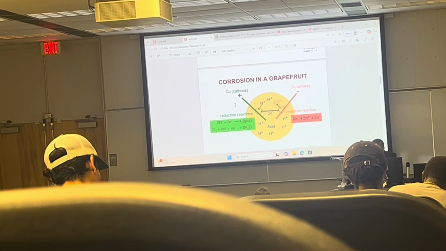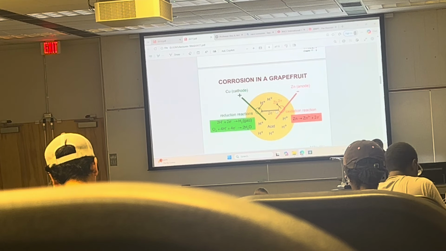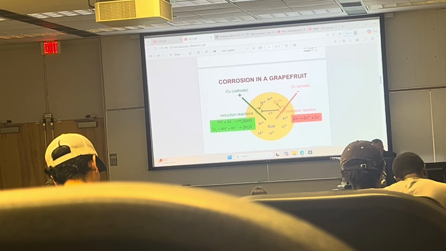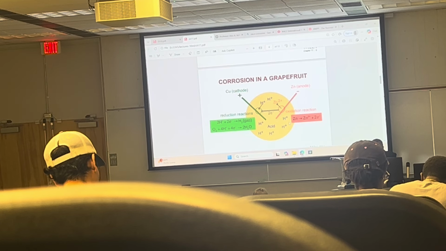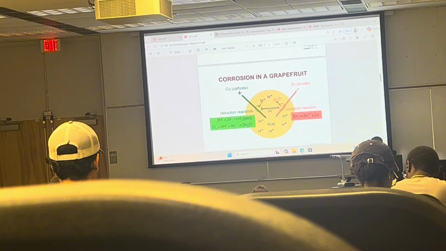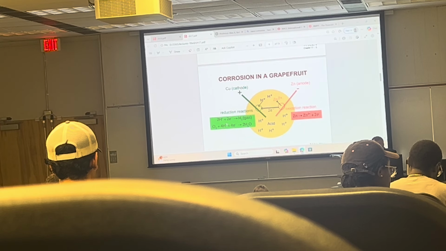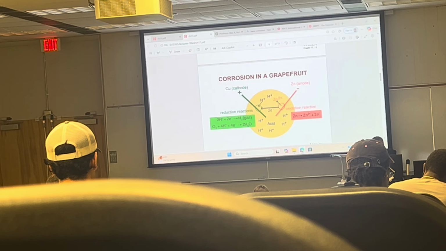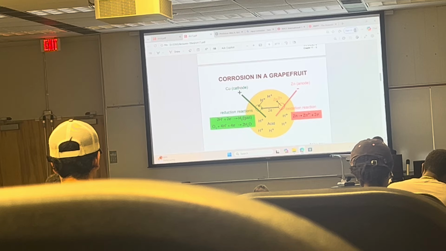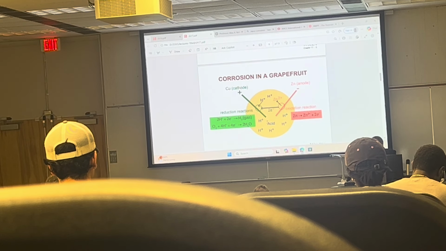Corrosion in a grapefruit. You can take a copper wire and you can take a zinc wire and you can stick them in the grapefruit, which is acidic, and you're going to start to have corrosion, the oxidation reaction of zinc. So zinc is going to go into the solution as an ion and give up 2 electrons, and the hydrogen is going to get those electrons and form hydrogen gas, and the oxygen is going to react with hydrogen and take those electrons and form water in the presence of acid.